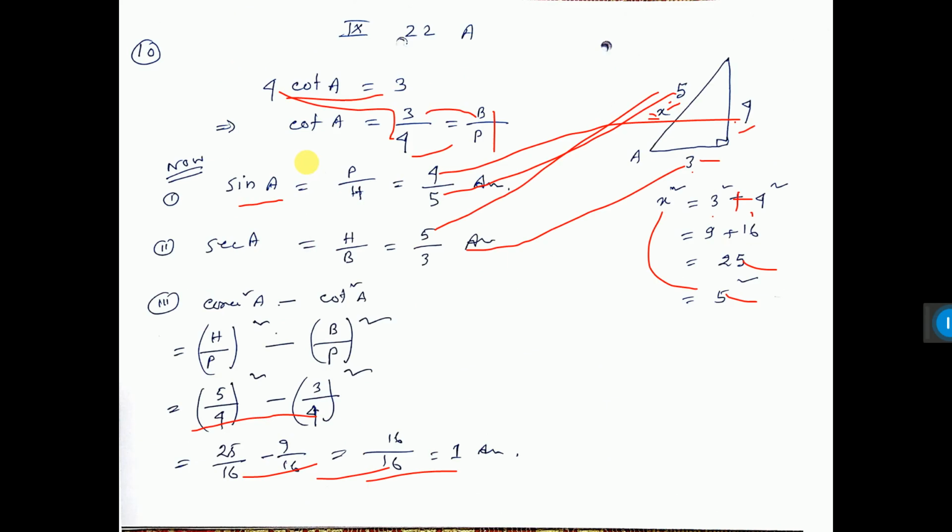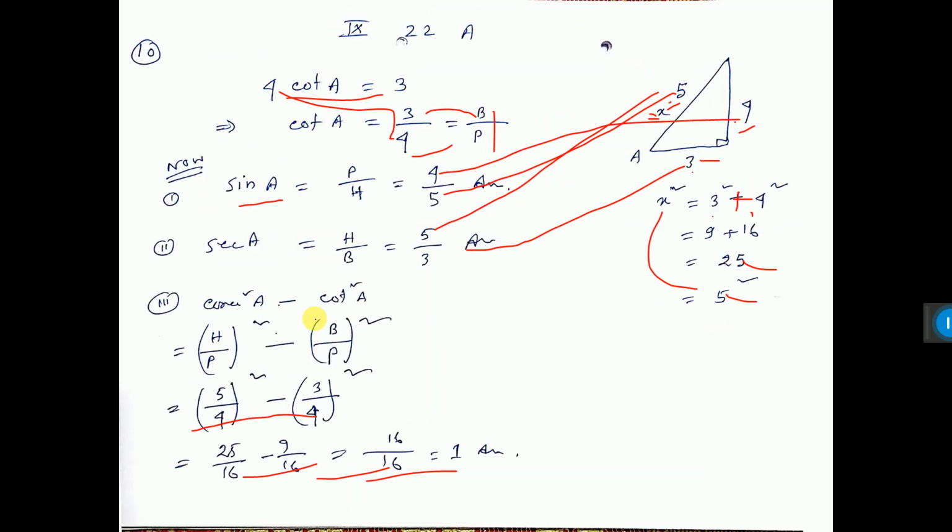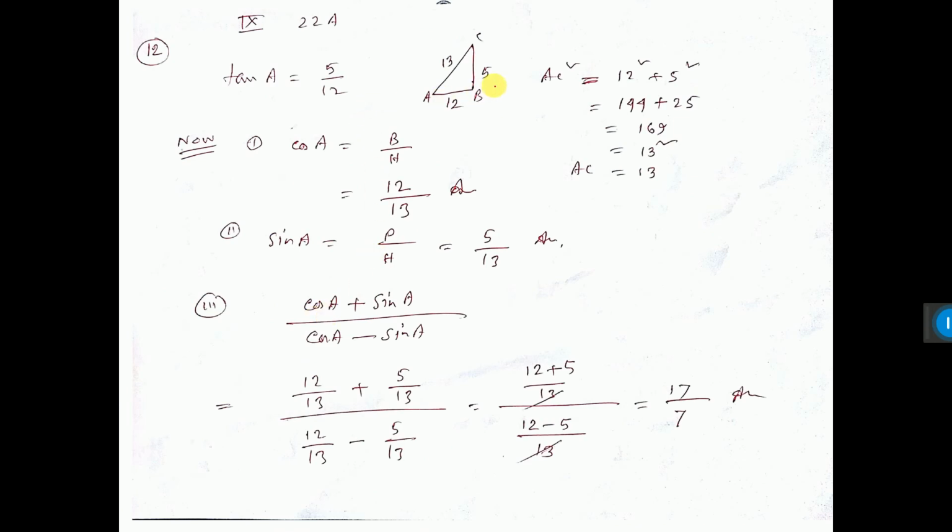Sum number 12. In a right angle triangle, given that A is an acute angle and tan A equal to 5 by 12. So tan A is equal to 5 by 12. So you consider AC square equal to 5 square plus 12 square. So you are getting AC equal to 13 right here.